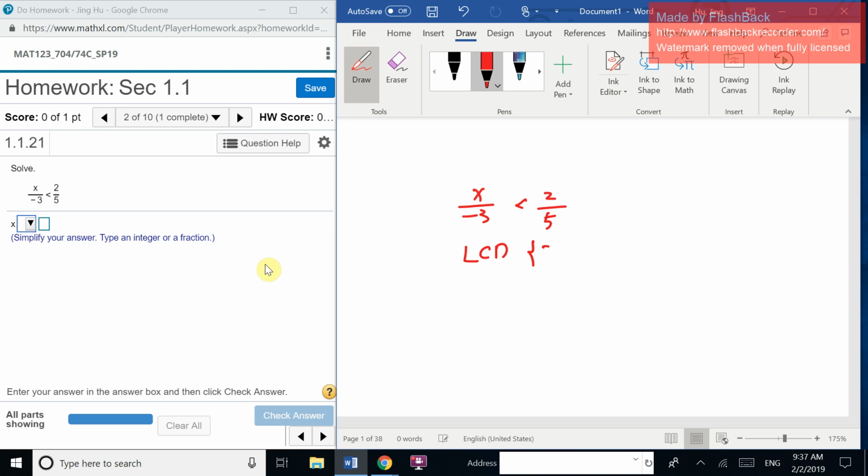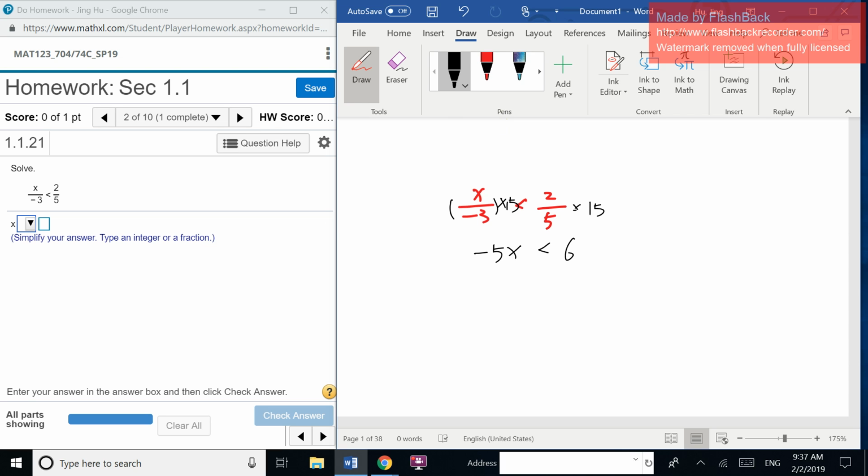The same thing, we need to find the least common denominator of 3 and 5. We know they are both prime numbers, so the least common denominator is their product. So 3 times 5 equals 15. Then on both sides of the inequality, we multiply by 15.